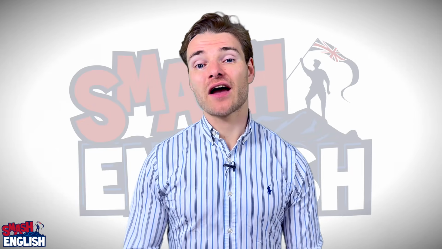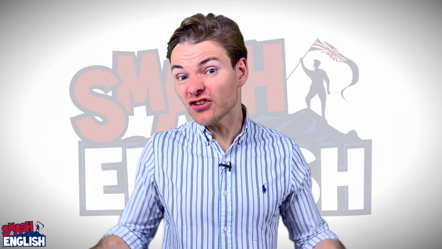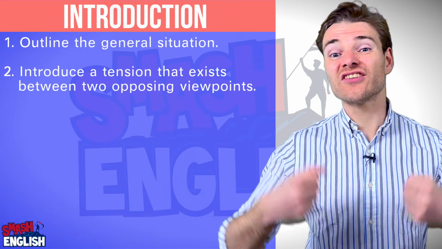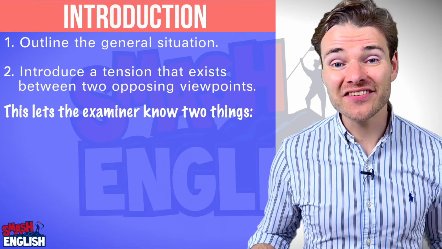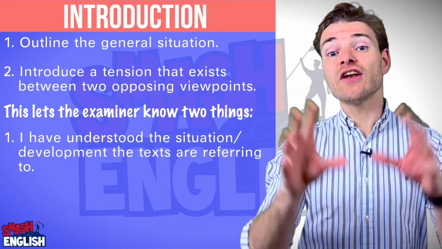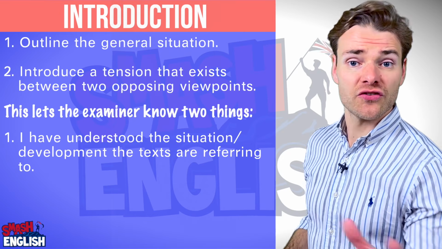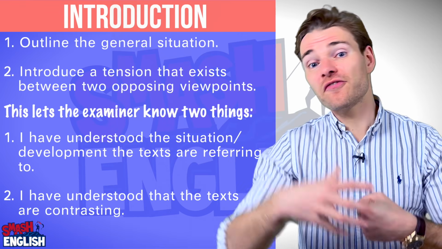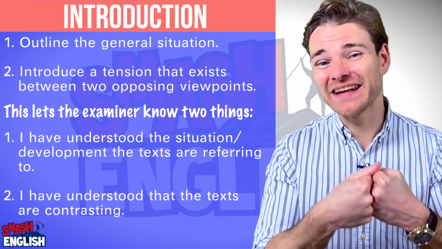Let's now take a look at our introduction. So for this essay, what am I going to do in my introduction? I am going to outline the general situation and then introduce a tension that exists between two contrasting points of view. This lets the examiner know 2 things. Number 1, that I've understood the general situation or development that the two texts are referring to, and 2, that I understand that there is a contrast between these two texts, and therefore this essay is going to be analysing and evaluating 2 contrasting opinions.